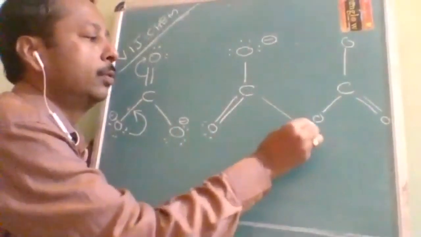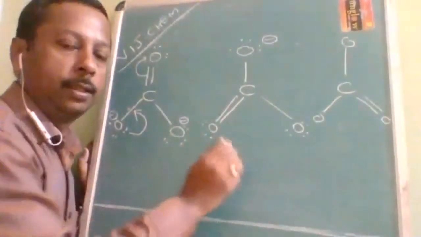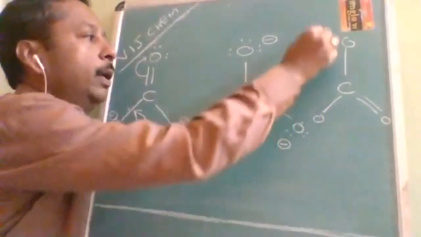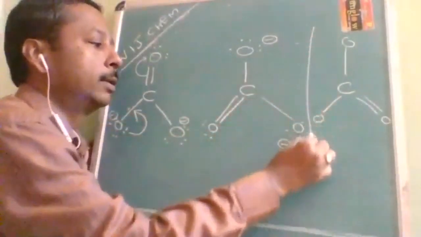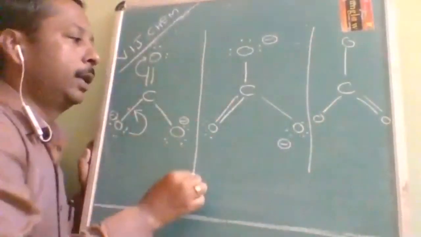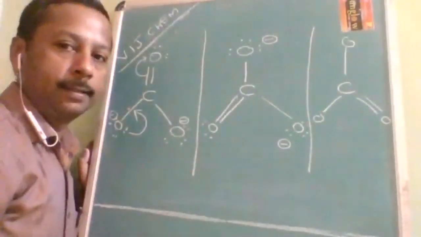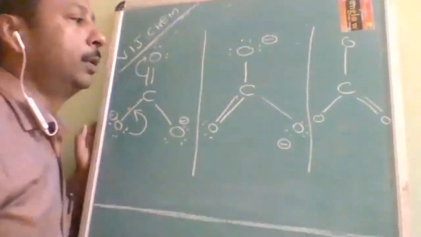Okay. Is there any change in this one? In this one there is no change. There is no change in this oxygen. So the negative charge will be as it is. In this structure the negative charge will be as it is.